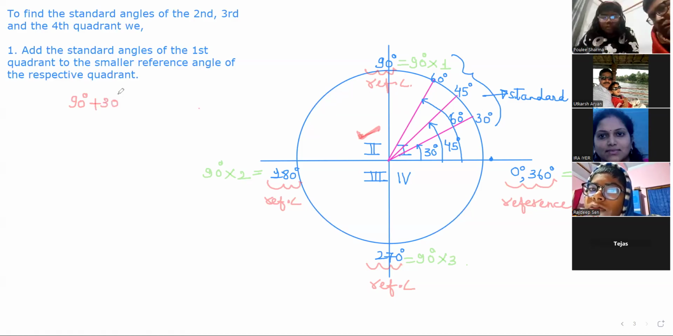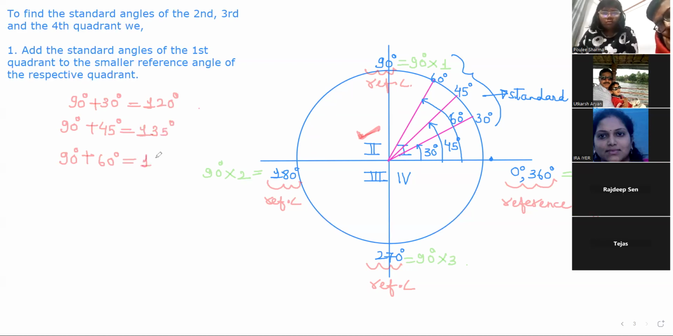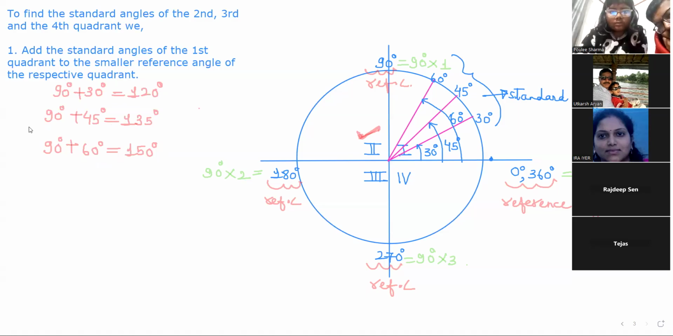So which are those? 30, 45, and 60. So using this, we get the standard angles of the second quadrant. I hope all of you understood this method. Yes or no? Yes, sir. Please don't make notes, just focus here, okay?